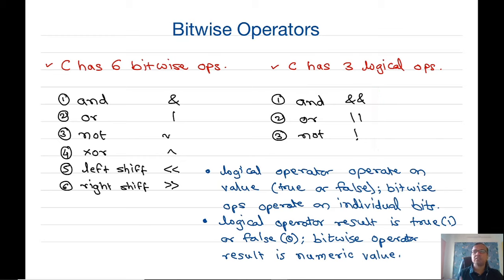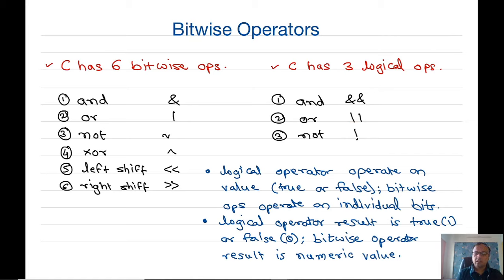The first and foremost difference that you see is that this is written as a single ampersand while this is written as a double ampersand. This is written as a single OR while this is a double one. And the NOT sign is entirely different: it's a tilde sign while this is an exclamation mark. So these are the logical operators. So what is basically the difference?